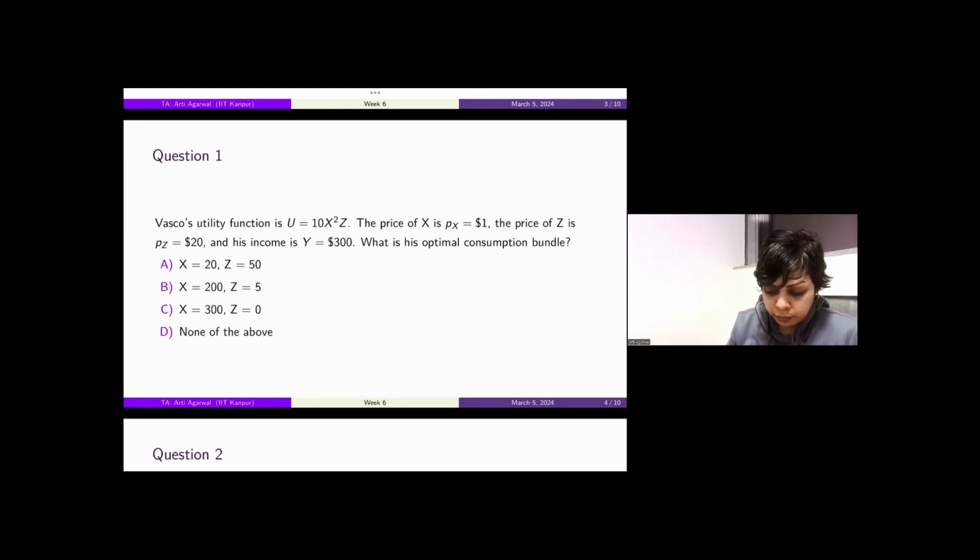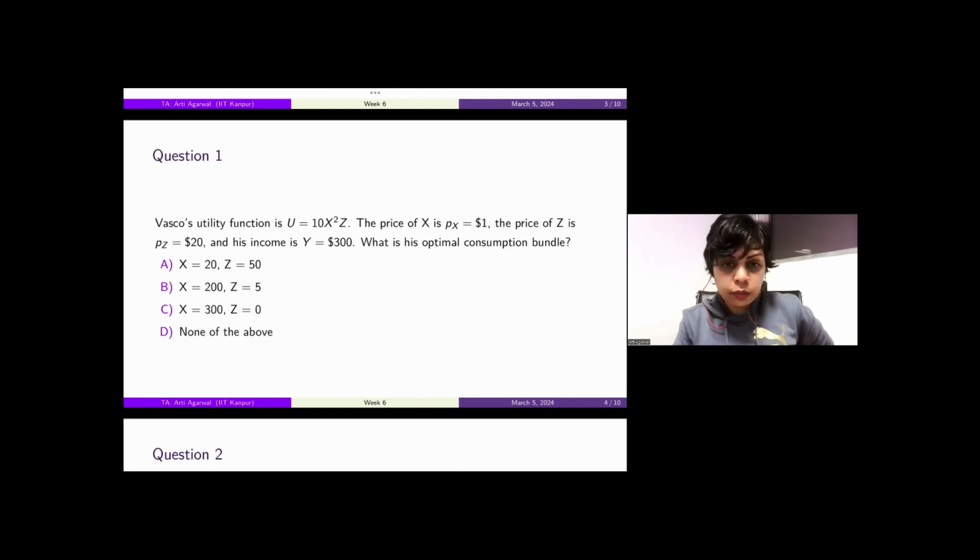Now, in this question, we are given a utility function and the prices of both the goods, and we are given the income of the consumer. We have to calculate the optimal consumption bundle. So I'll again give you 2 minutes to read the question, think, and solve it, and then I will discuss it. You can type your answers in the chat once you solve it.